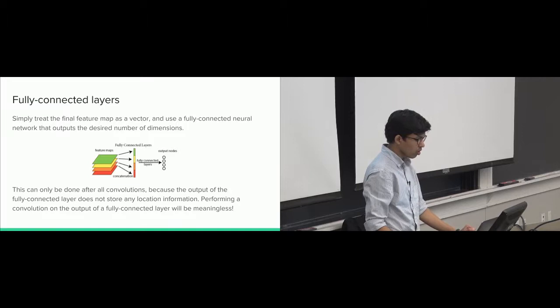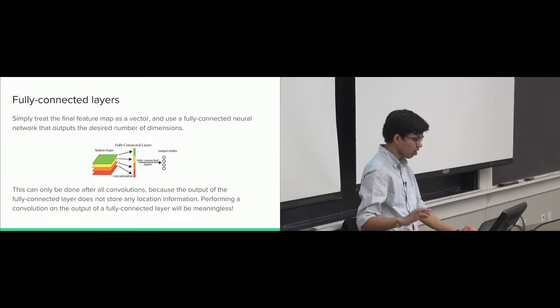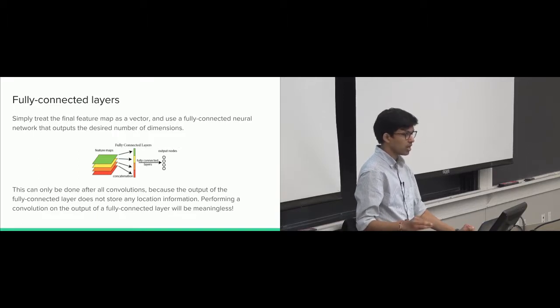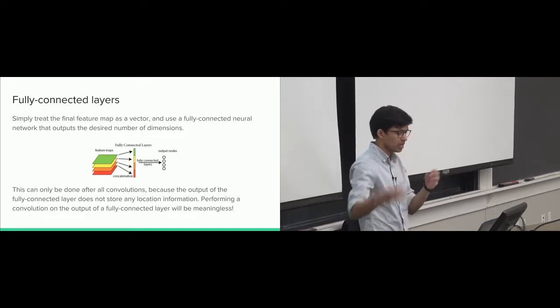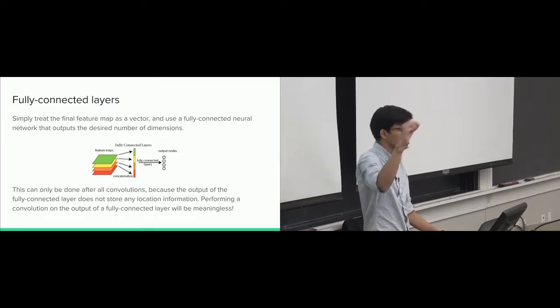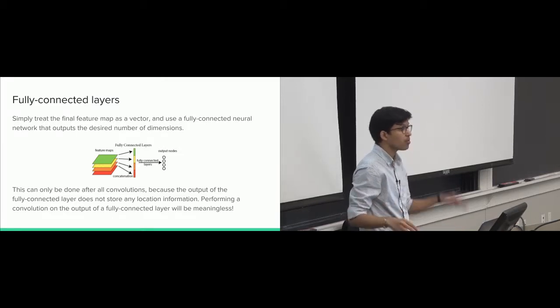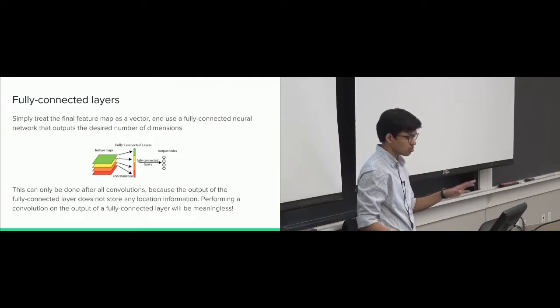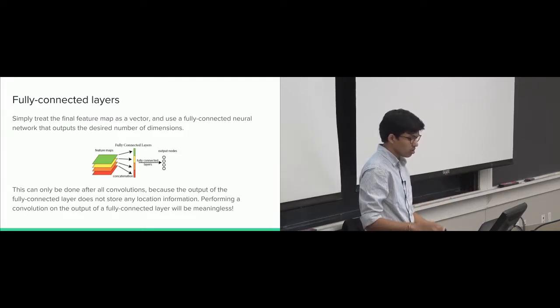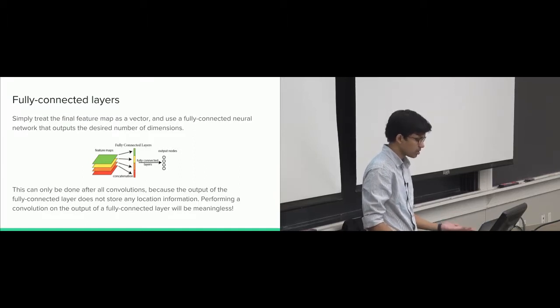We can put the fully connected layer after all the convolutions are done, because the output of a fully connected layer does not store any local information. In a fully connected layer, each neuron in the input is connected to all the neurons in the output. But convolutions store local information very well, so performing a convolution on the output of a fully connected layer would be meaningless.